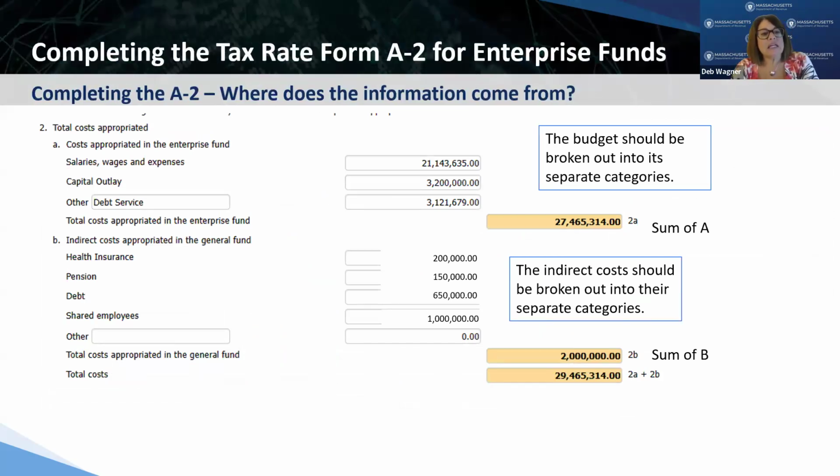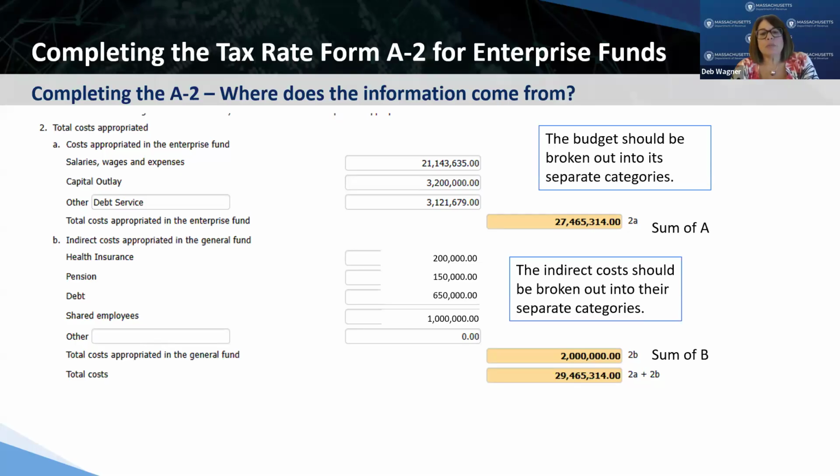So now we're looking at the second section of the Enterprise Fund Form A-2. This is the total costs appropriated section. And that's broken down into 2 parts. Part A is costs appropriated in the enterprise fund, and Part B is indirect costs appropriated in the general fund. And so costs appropriated in the enterprise fund, this comes right from the budget vote. So everything, if you go back and look, that has an A coded next to it would be in this section.